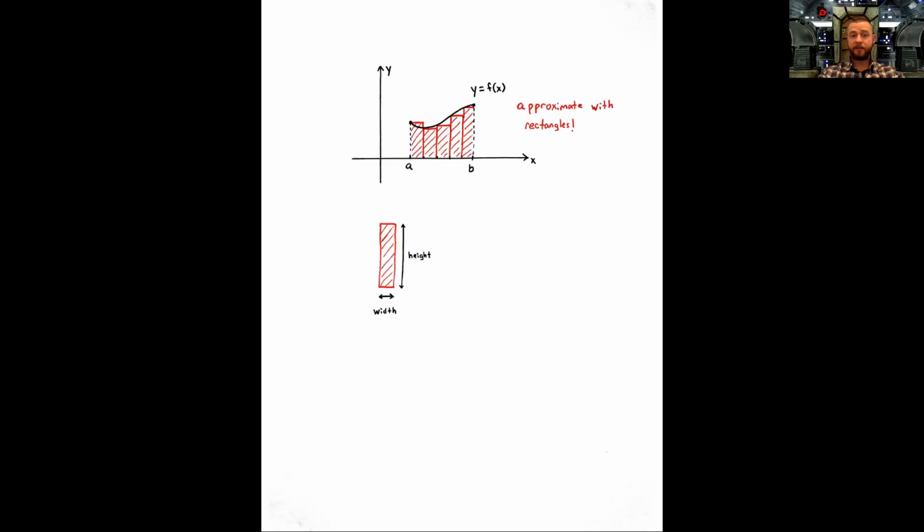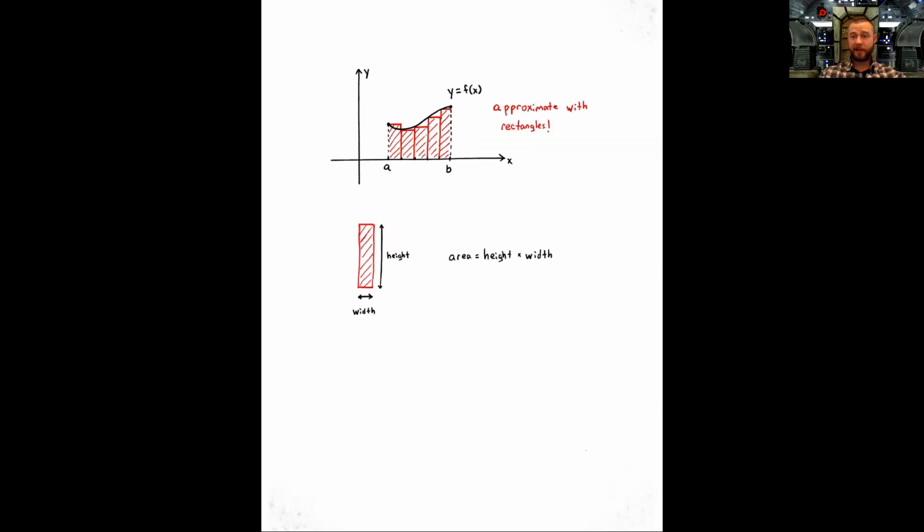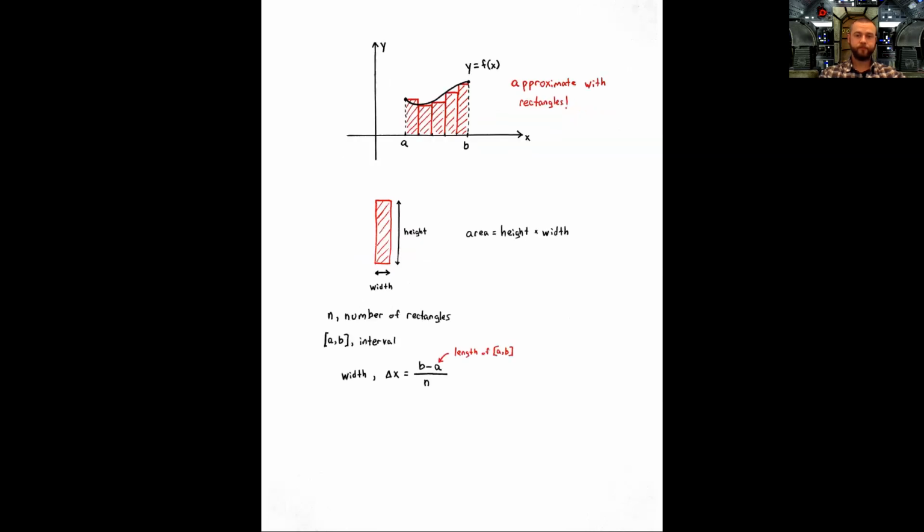Now, what's nice about rectangles? Their area formula is rather simple. In this orientation, the rectangles are oriented vertically. So we just need to know the width of the rectangle and the height, and we multiply. So the area of one rectangle would be the height times the width. All right, now we have to figure out a way to approximate this area with a certain number of rectangles. So we're going to make it a little abstract right now. The concrete examples will follow shortly.